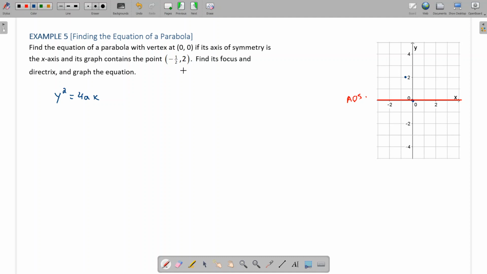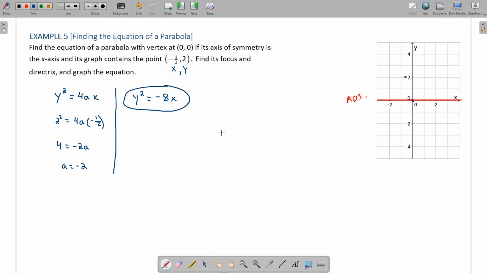Well, the way to get the a is to use this point. This is an x value and that's a y value that has to satisfy this equation. So we just plug all of that in. So 2 squared has to equal 4 times a times -1/2. And we just solve this for a. So 4 equals -2a. When I multiply the -1/2 and the 4, and divide over, a equals -2. Then we can get our equation by plugging this back in. So we end up with y squared equals -8x as the equation of that parabola.